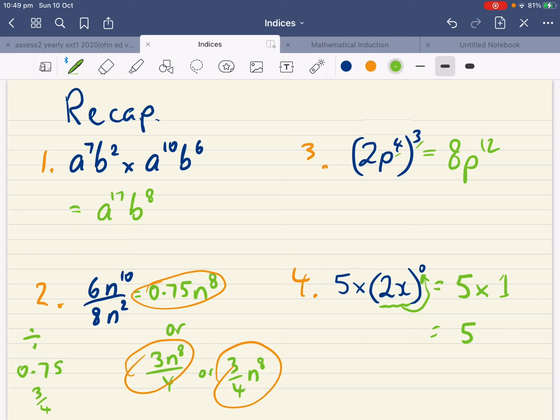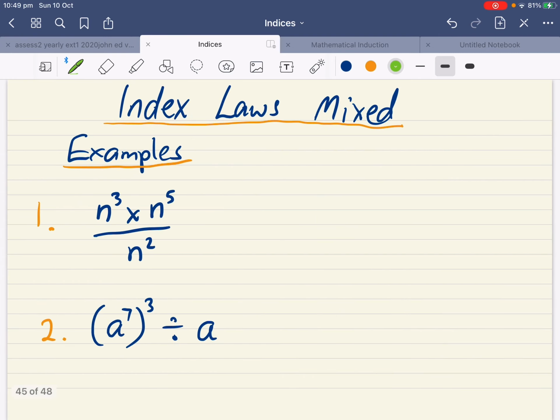All right, so now we've seen the 4 index laws in isolation. With this one here, we're just going to get straight into it. There's no need for notes or any explanations. There's nothing actually new specifically for this lesson. It's just a combination of things you've already learnt. So let's get straight into our examples.